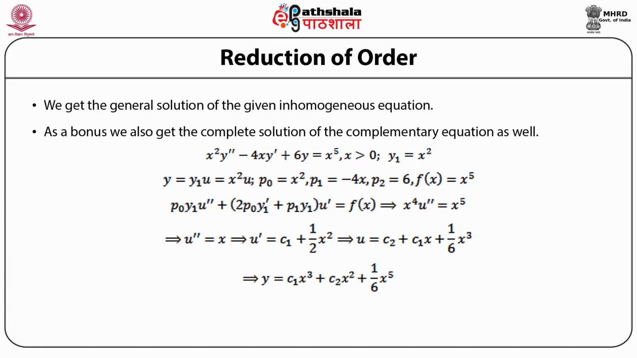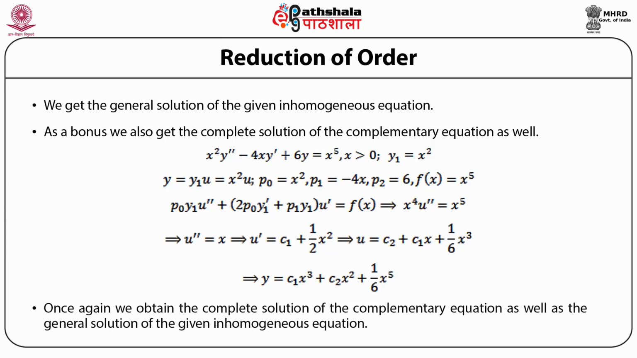I can say y will be equal to x squared times u. So y will be equal to c1 times x cubed plus c2 times x squared plus x raised to power 5 by 6. So once again we obtain the complete solution of the complementary equation as well as the general solution of the given inhomogeneous equation.